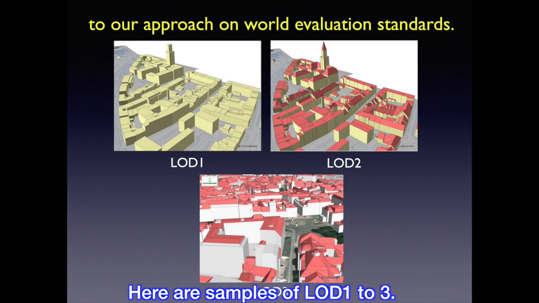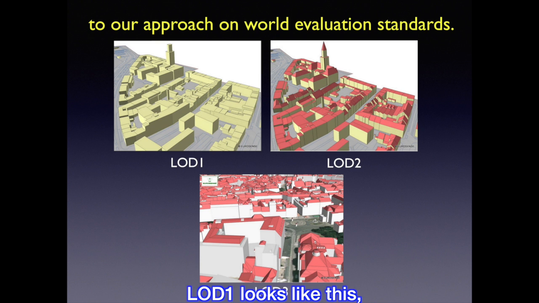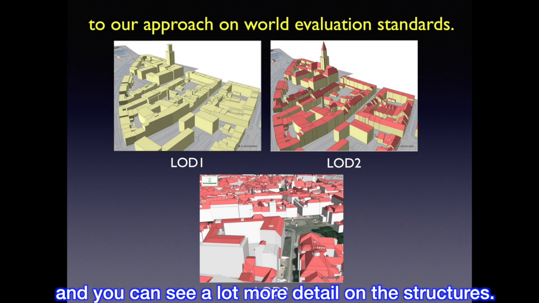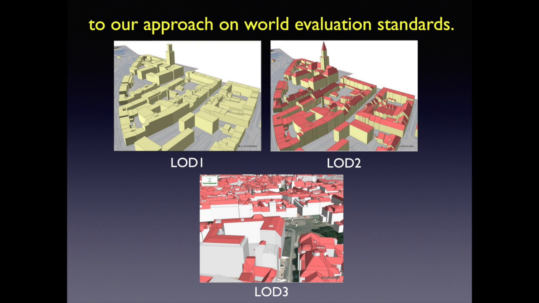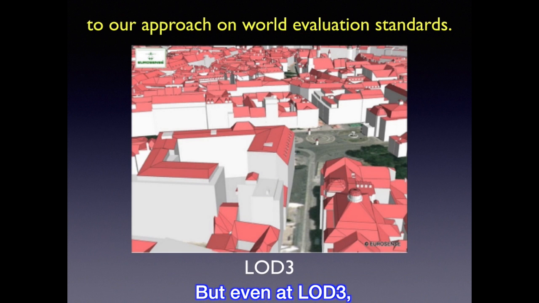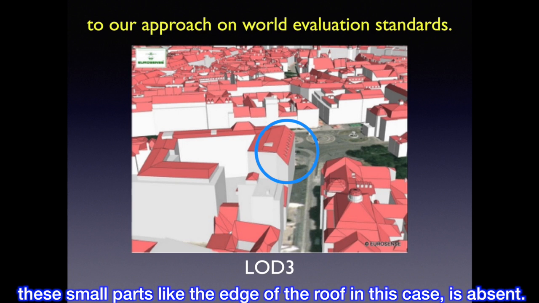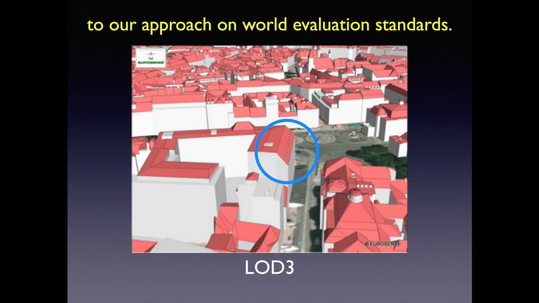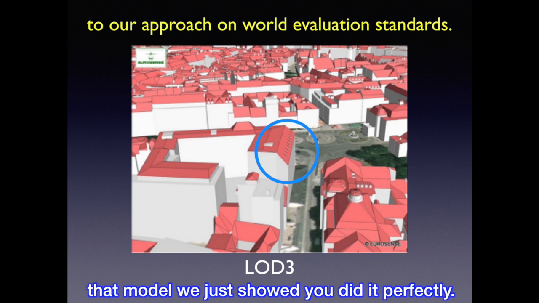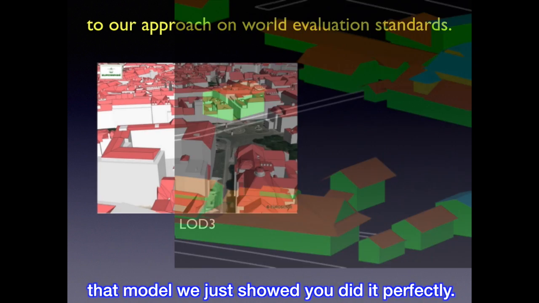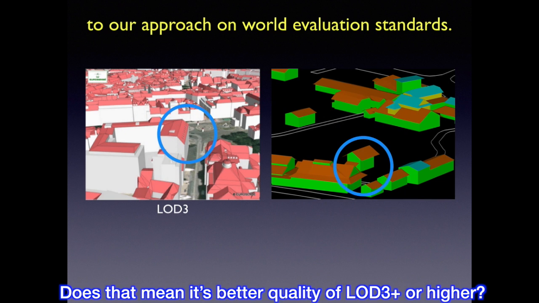Here are samples of LOD 1 to 3. LOD 1 looks like this. And you can see a lot more detail on the structures. But even at LOD 3, small parts like the edge of the roof in this case are absent. Wait a second. That model we just showed, you did it perfectly. Does that mean it's better quality than LOD 3 Plus or higher?